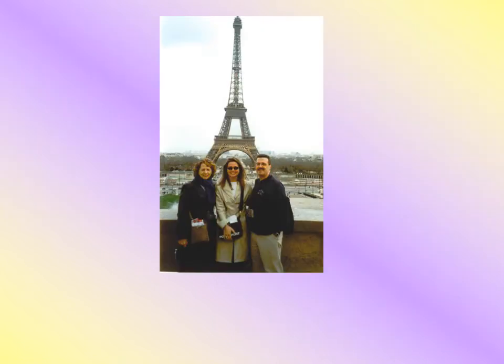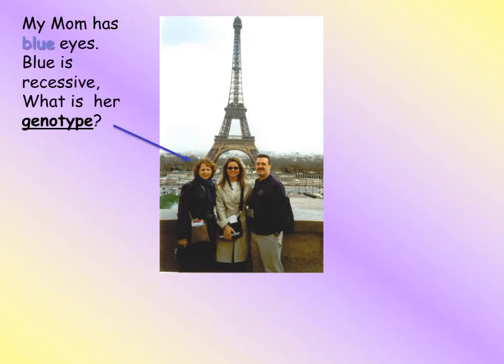So we'll use my family as an example. This is an old picture from obviously when I was in college. My parents lived in England, and we went to see the Eiffel Tower. So can't totally tell from the picture, but my mom has blue eyes. So based on what you know about our previous example, what is her genotype?